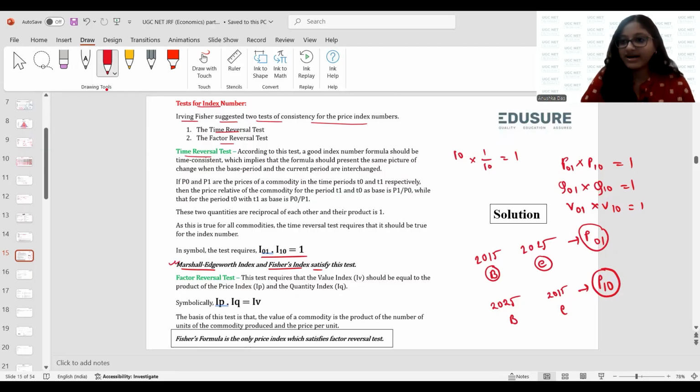But here in the question, they have asked you the ideal index. For idealness, you have to satisfy both the tests. So the next test is the factor reversal test, which basically means the price index times the quantity index will be exactly equal to the value index. What is value? Value is basically price into quantity. So if you multiply the price index and the quantity index, and it is exactly equal to the value index, then you will say the index satisfies the factor reversal test as well. And only Fisher's formula is the only price index which satisfies the factor reversal, right?